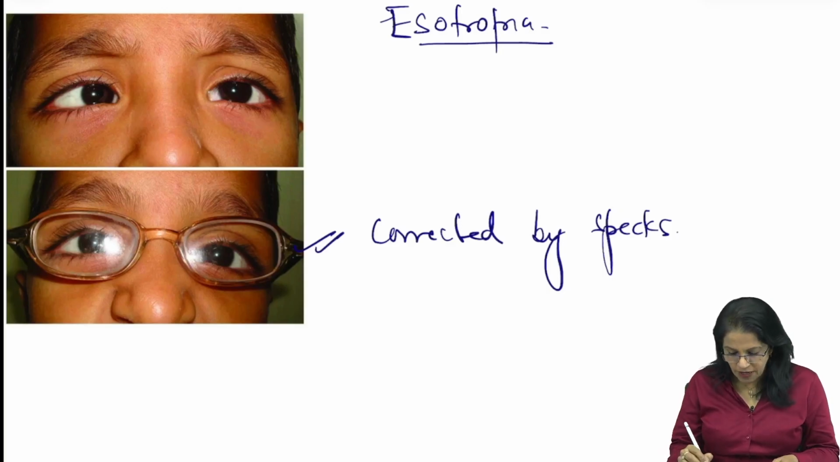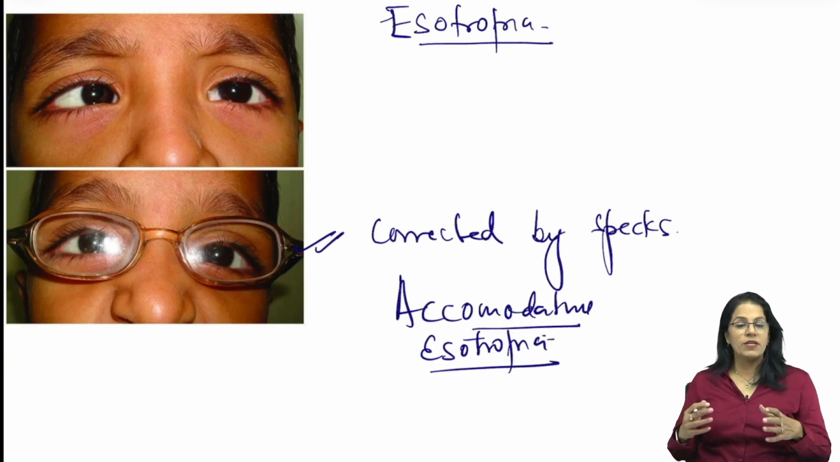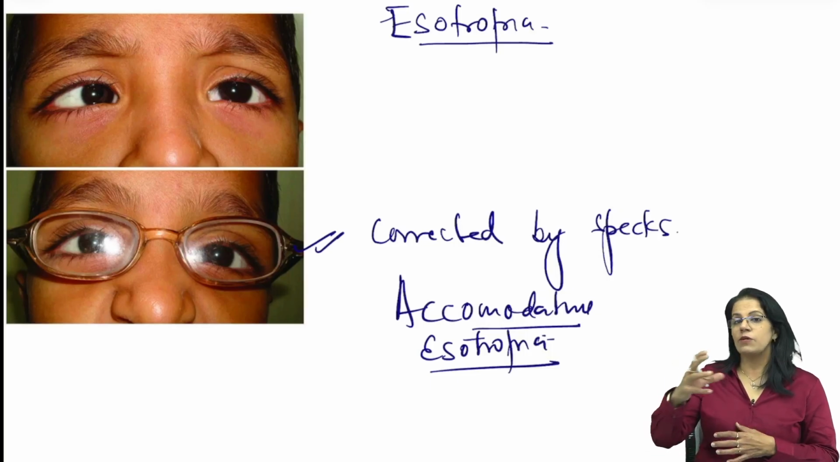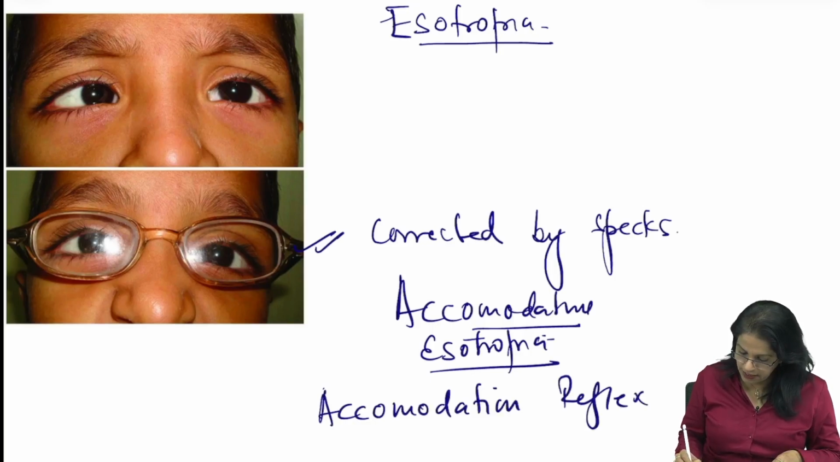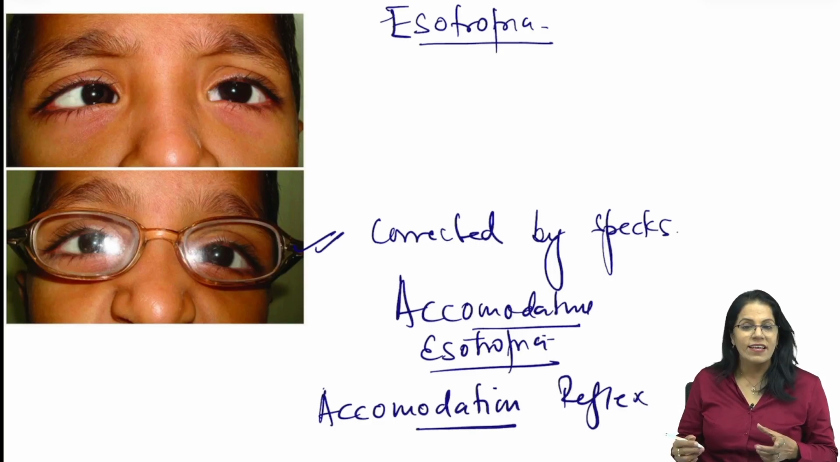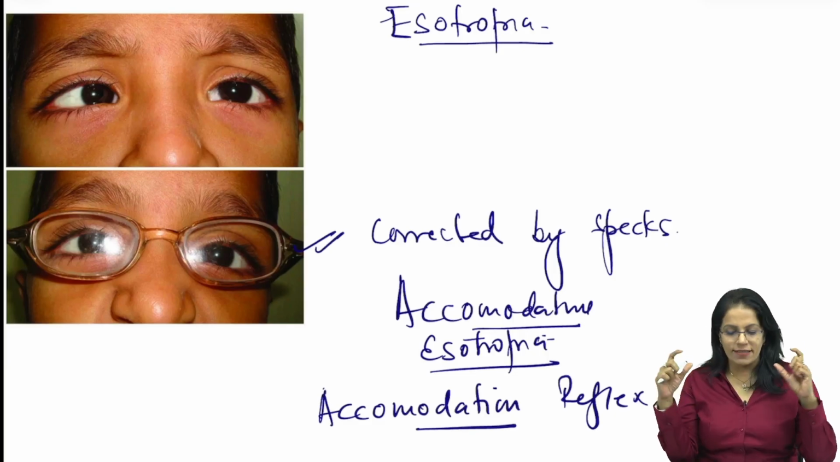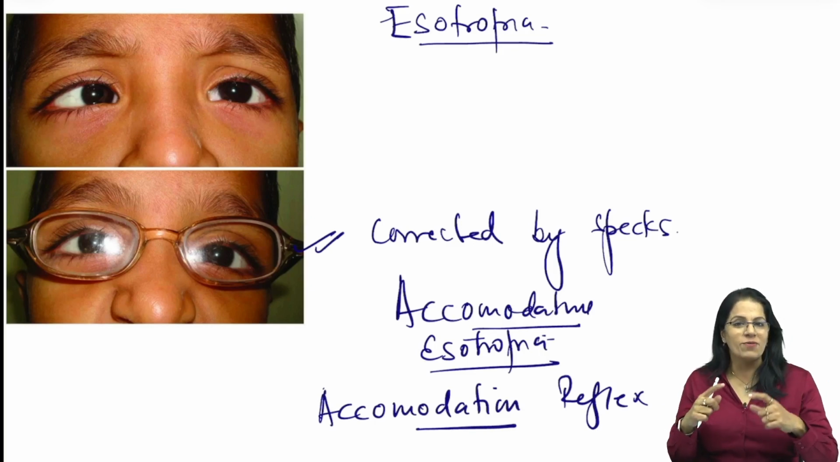When we say accommodative esotropia, this is the case of accommodative esotropia, we are talking about this convergent squint actually happening due to too much exercising of what? Accommodation reflex. So, we come back to accommodation reflex. This squint is mediated by excessive accommodation. What is accommodation reflex or near reflex? When I am looking from far to near, three things are happening in my eyes: convergence, miosis, accommodation. Three things are happening, right: convergence, miosis and accommodation, right.